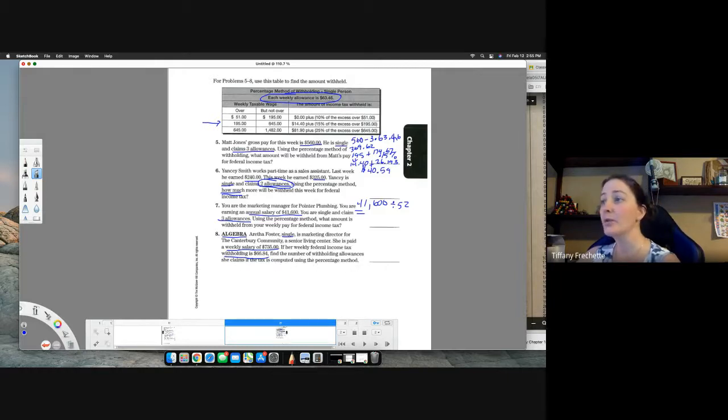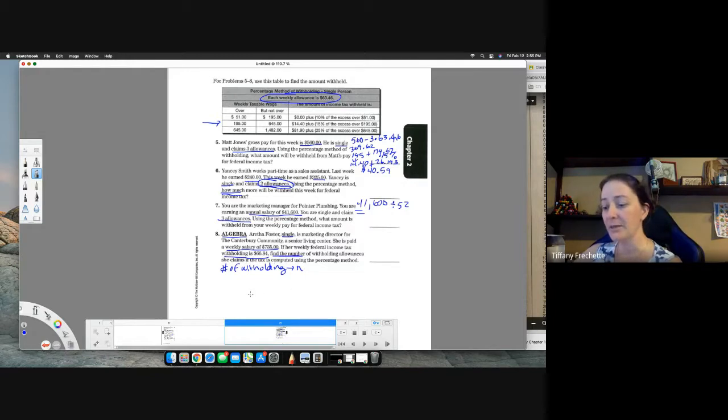So now we're being given the tax withheld and her weekly salary, but we don't know how many allowances she claimed. So we're trying to go back and figure that out. So find the number of withholdings. So number of withholdings will be, we just pick a variable. Now that we know what we're missing, we just pick a variable for it. So we're going to let that be n for number, right?